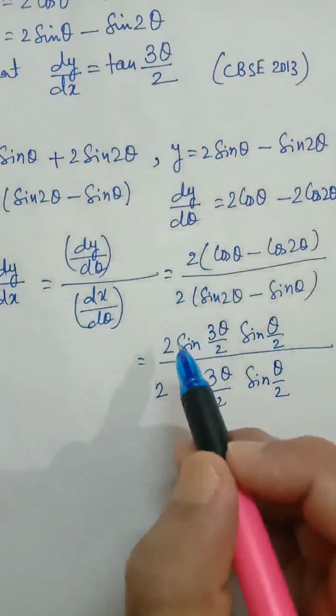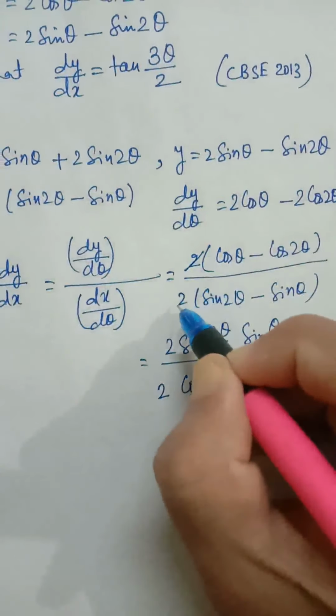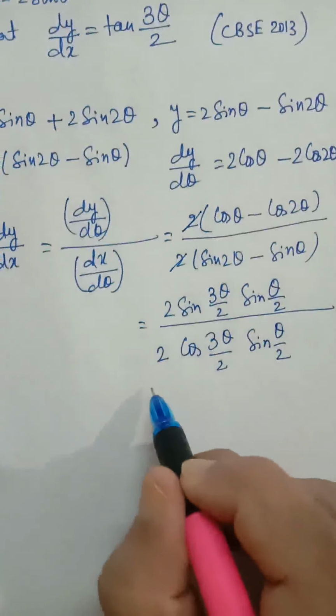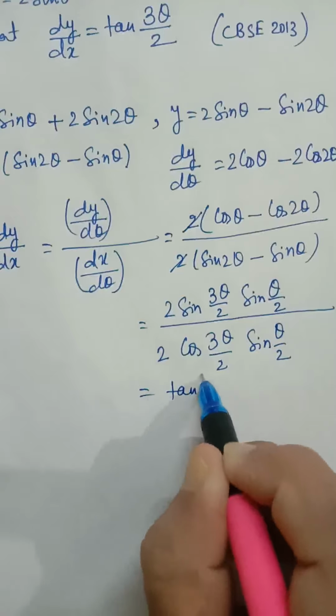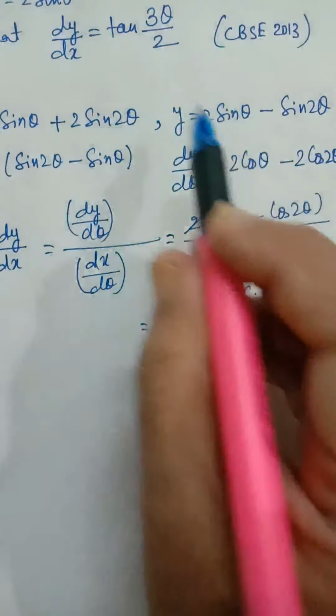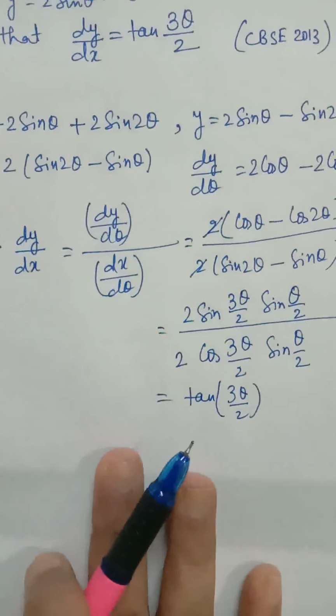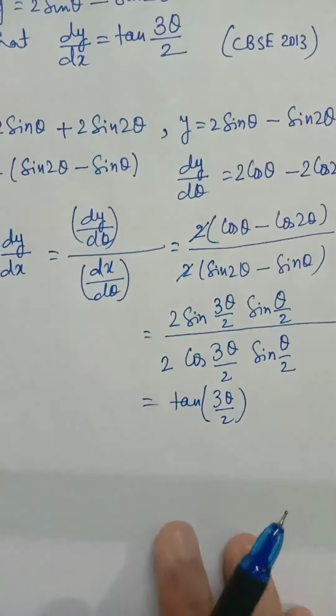Now you can see, we can cancel 2 sin theta by 2 sin theta by 2. This will become tan 3 theta by 2. We have to prove dy by dx equal to this. So ultimately we have proved dy by dx equal to tan 3 theta by 2.